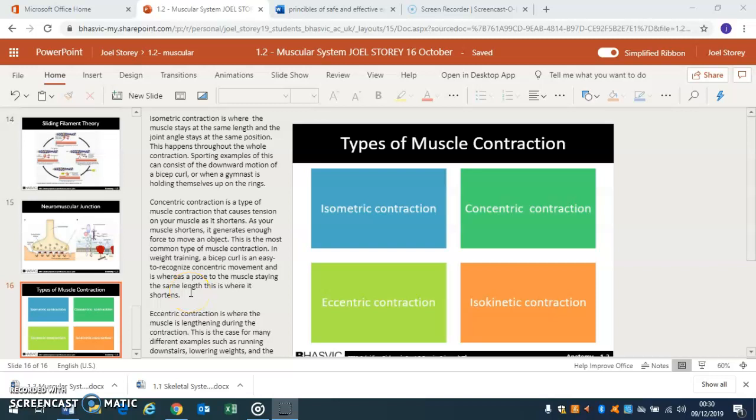There are four main types of muscle contraction. These consist of isometric, concentric, eccentric, and isokinetic contraction.